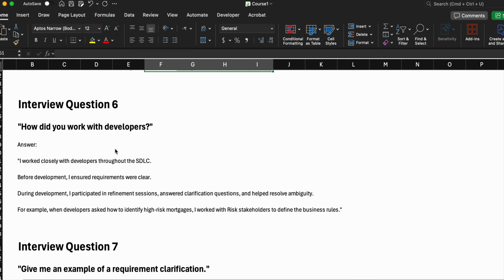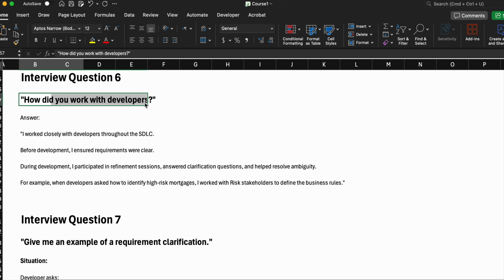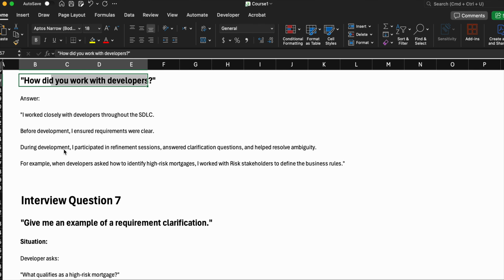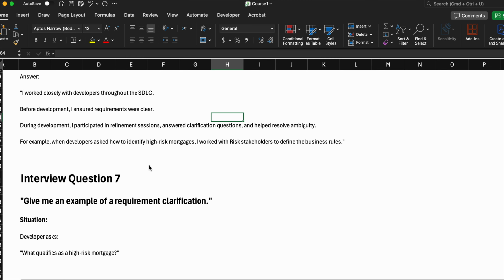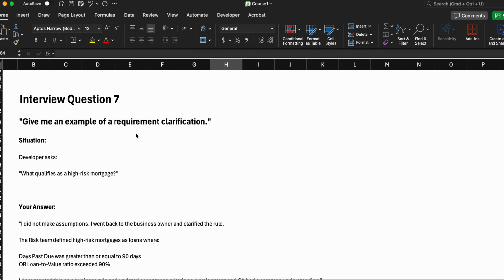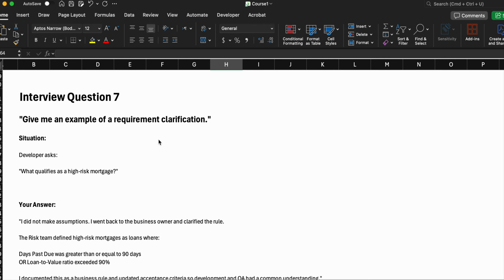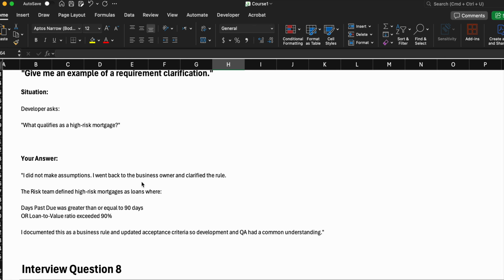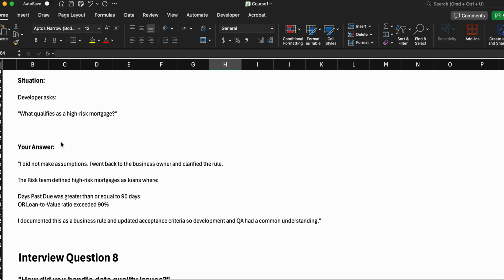How did you work with developers? You work with developers technically. If there is any requirement clarification, or an ambiguity in the requirements, how did you clarify? That's the answer they're expecting. Next question: give me an example of a requirement clarification. When someone asks what happened, you can give a scenario here.